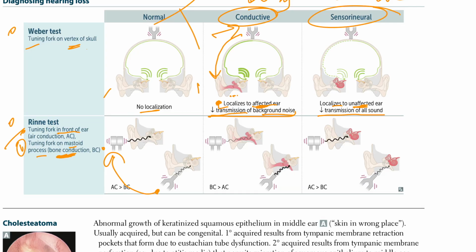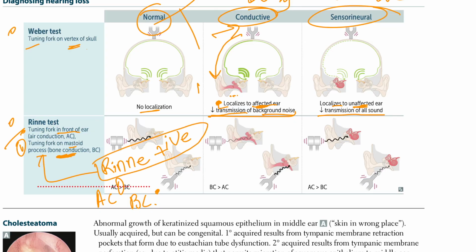Normally, here's the normal: AC, which is air conduction, is better, is more than the bone conduction. So that is normal. When we have a normal test, we call it Rinne positive. And when we have an abnormal test, we call it Rinne negative. What is Rinne positive? Rinne positive basically means we have air conduction which is greater than the bone conduction. That's the whole normal thing here, right?